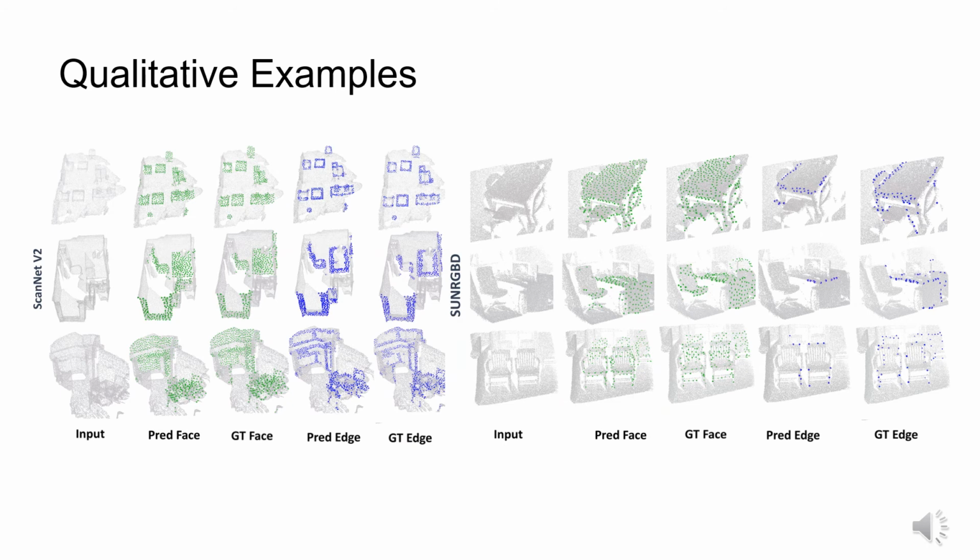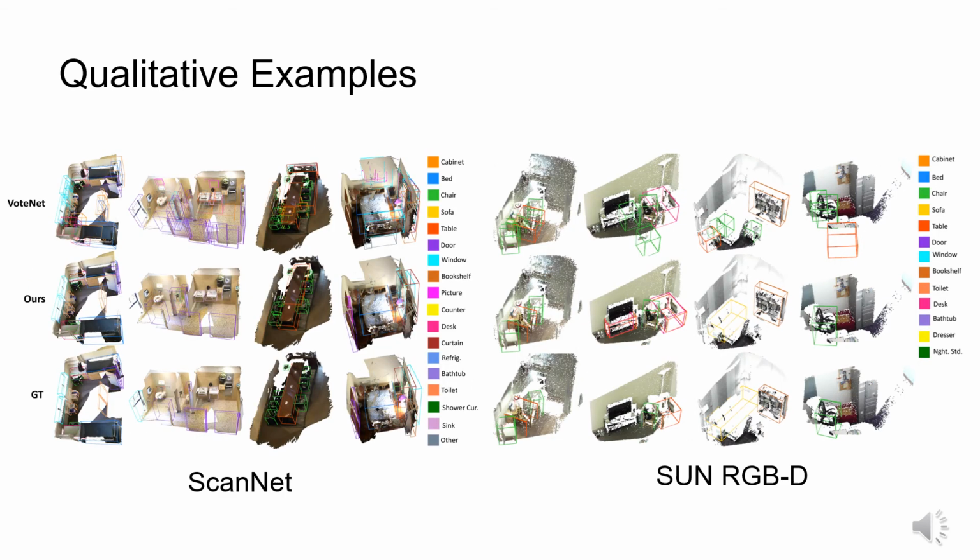We show some qualitative examples of the predicted face and edge points here. As shown in the figure, the face and edge labels are dense and contain sharp geometric shape features. Our prediction results are also dense and accurate. Here we show qualitative examples of object detection results with VoteNet, our approach, and ground truth. We can see that our approach overall is better, and for detecting thin objects or objects with strong face or edge features, such as windows or doors, our results are significantly better.